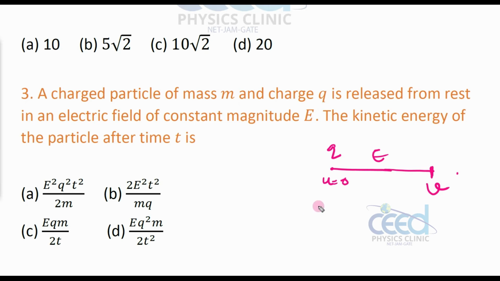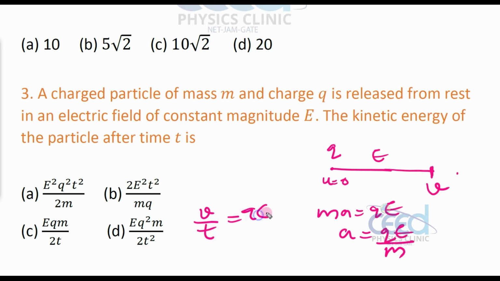So we already know that ma is equal to qE. Then a is equal to qE divided by m. Now this a is velocity by time, that is qE by m. So the velocity is equal to qE by m into t. Now we need to find the kinetic energy.